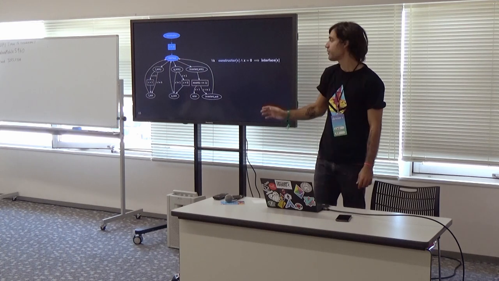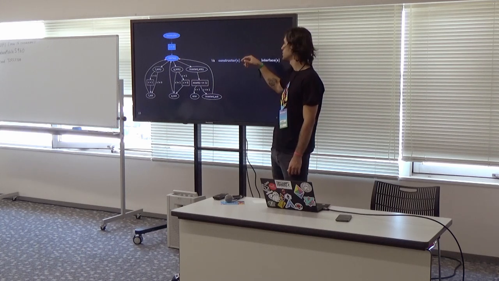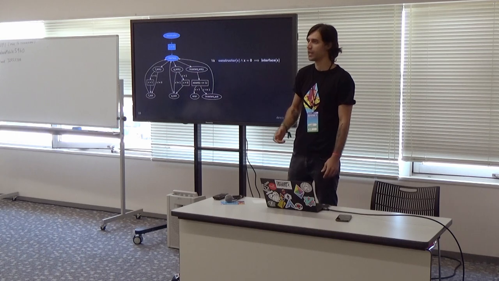If there's only one predicate on the left side, it's called a linear Horn clause. And if there's more than one, it's still a Horn clause, but it's called a nonlinear Horn clause, and it's a lot harder to solve.